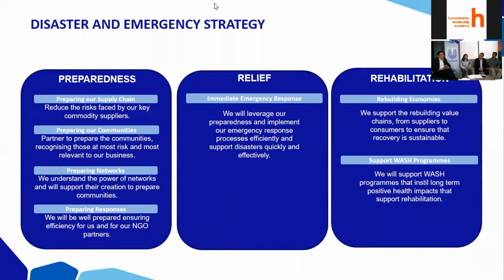Now, I think across different companies, they're pretty good in relief and rehabilitation because they have structures in place and they are able to help whenever they need to help. Where we have a gap is on this area of preparedness.